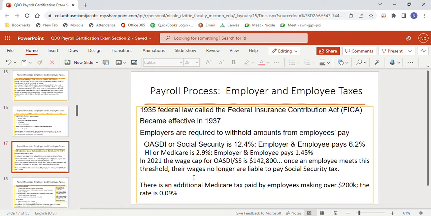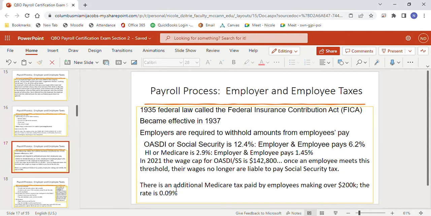In 2021, the wage cap for OASDI or Social Security was $142,800. That means once an employee meets this threshold, their wages are no longer liable to pay Social Security tax. So what happens if they do? Let's say if they have two jobs and one of them didn't realize that the employee had another job. We talk about that later because there are times where you might pay over in Social Security and there are different ways that you could be reimbursed.